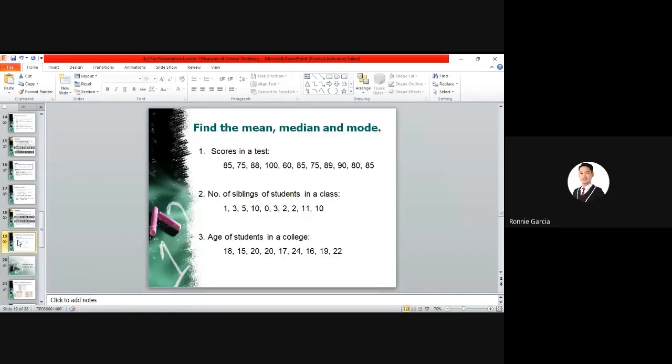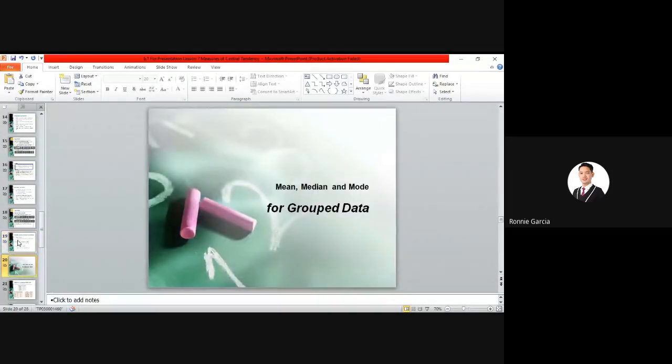So I hope that's clear with you. Actually, we'll have a quiz about that. Pero dili na nako ihatag karon. We are just done with the ungrouped data. Again, ang pasabot sa ungrouped data, ang data values ginahatag siya one by one. We also have what we call as the group data.